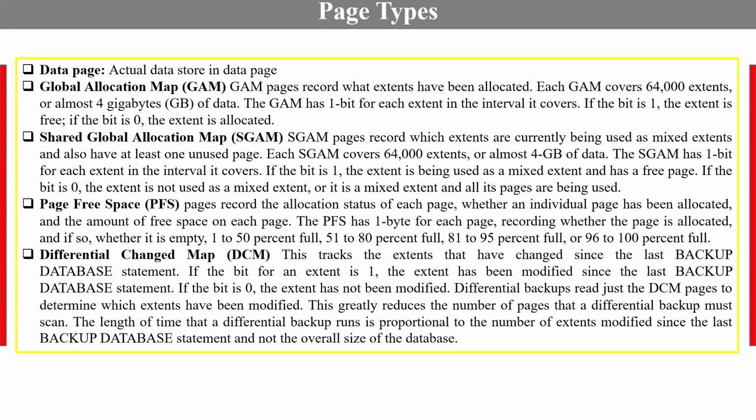Because as you said, how does it mark that this extent is allocated? That's what you need to read the GAM page. Forget about the extent itself. You need to read the GAM page. If you read the GAM page, then we'll get to know how many extents have been allocated.